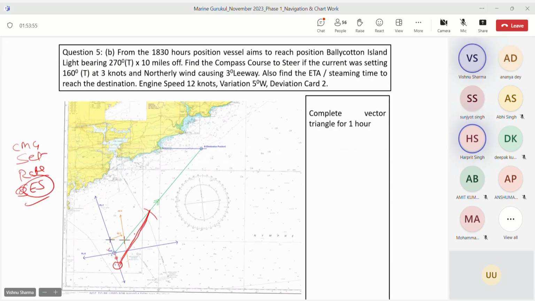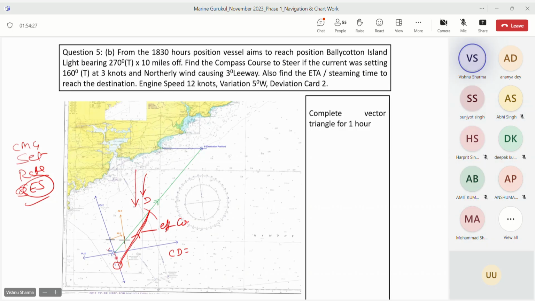Will I get CTS? Effective force. I'll get effective course, correct? And what will be the distance CD equal to? Engine speed that we have already plotted, right? Yes or no? Yes, sir. And now the wind is northerly. So if I counteract, will the leeway be subtracted in this case or added in this case? Subtracted. Very good.